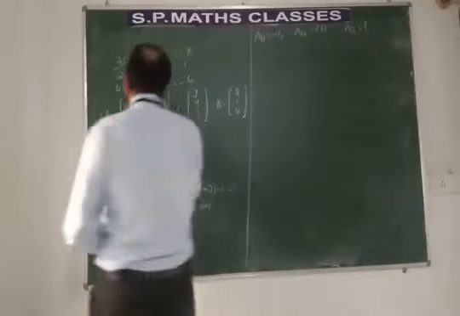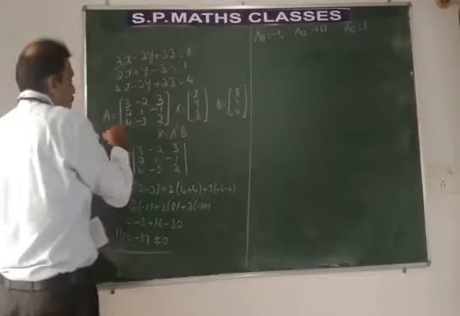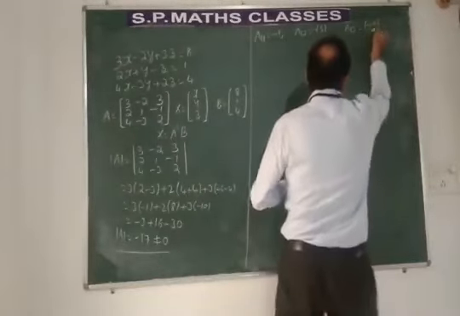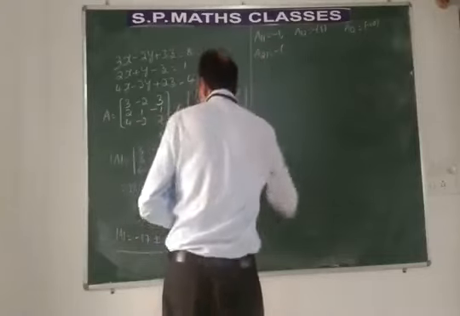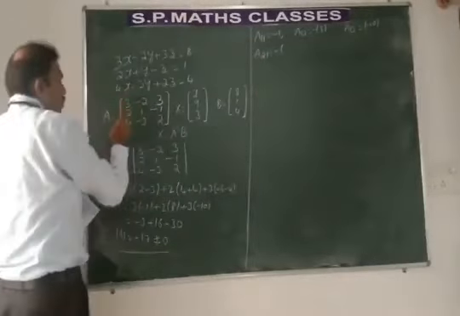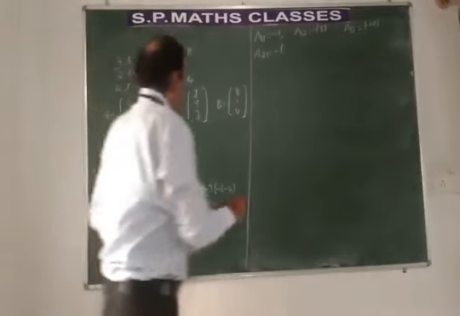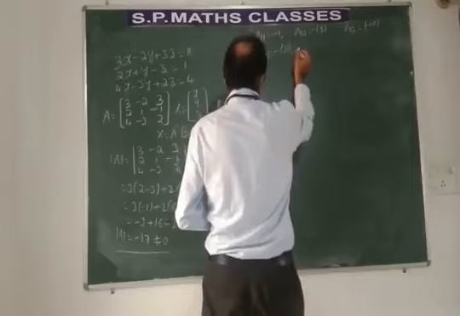I take up A13, the sign is positive. I want cofactor of 3. What is cofactor of 3? Leave that row and column, minus 6 minus 4, which is equal to minus 10. I take up A21, the sign is minus, cofactor of 2: leave that row and column, minus 4 plus 9, that is 5, so minus 5.